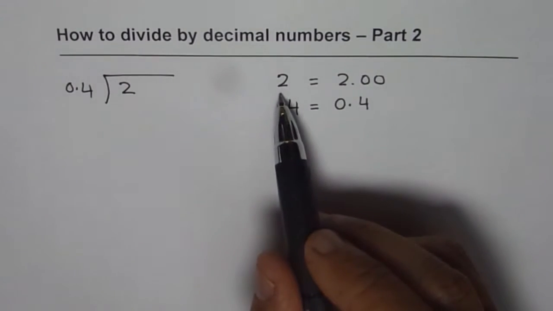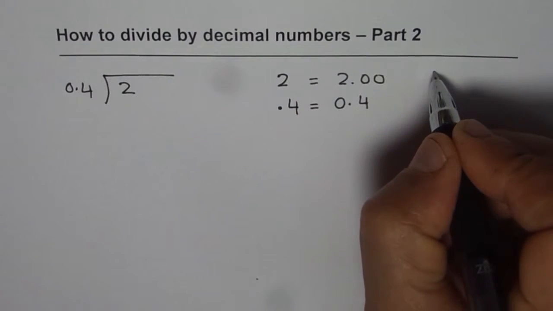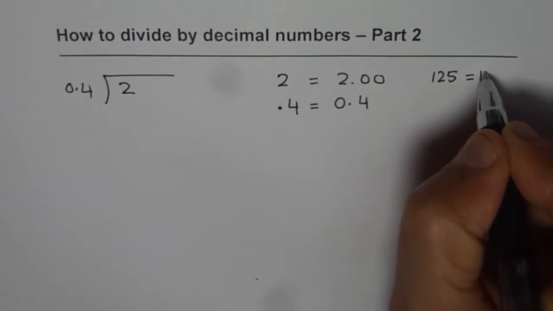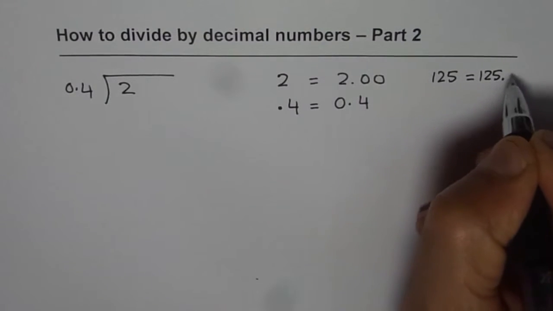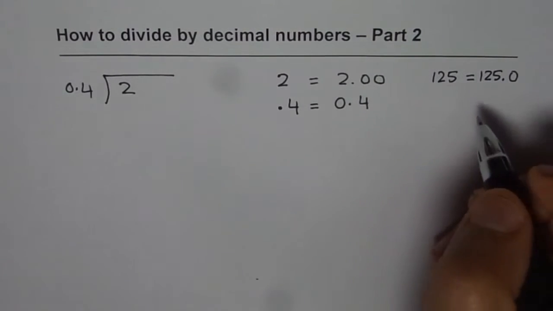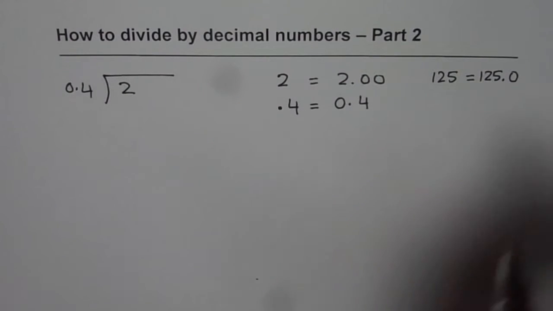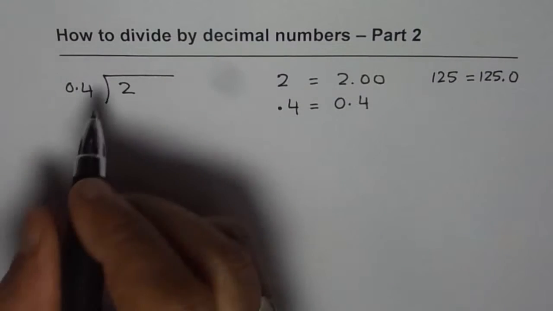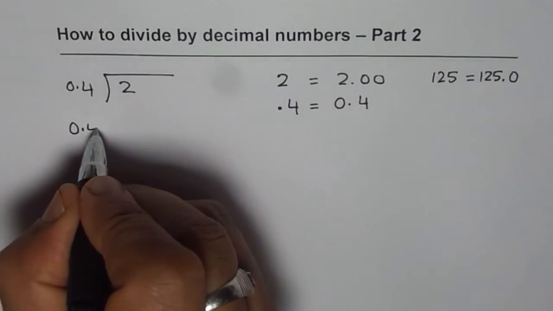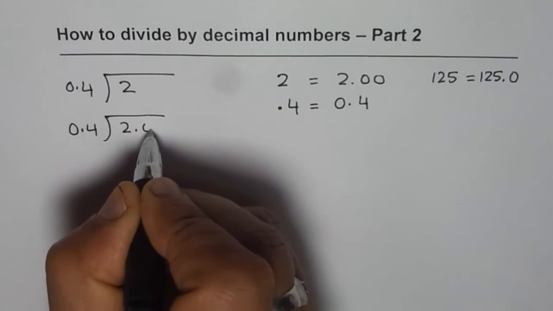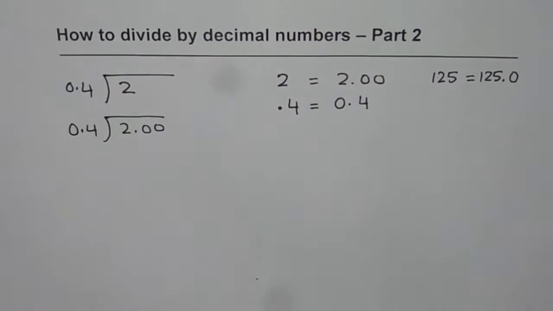Any whole number, for example, if I write, let us say 125, it is always equal to 125.0. Remember that. So a decimal point exists at the end of a whole number, correct? So we can rewrite this as 0.4 divides into 2.00, for example, right? I hope that point is clear.